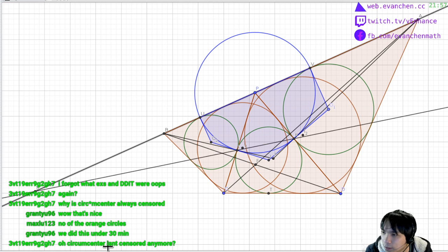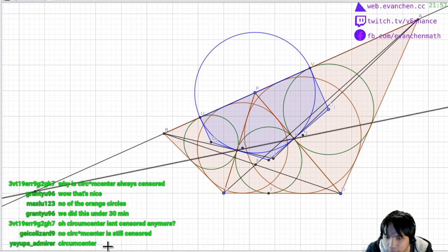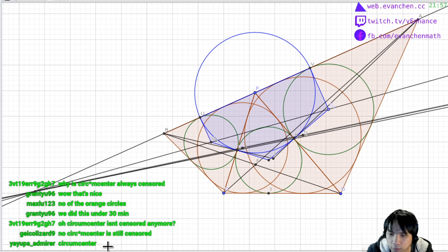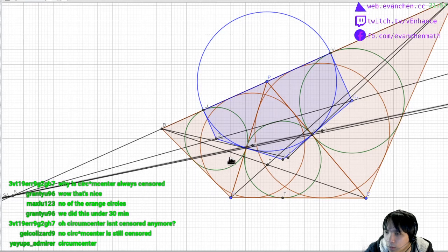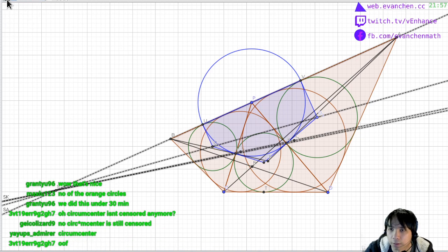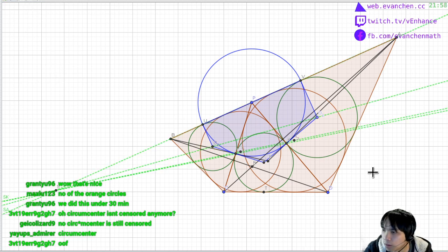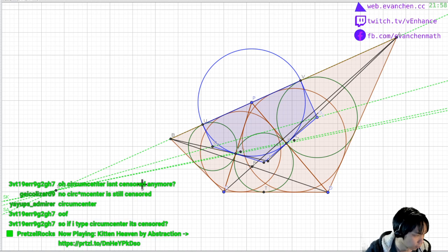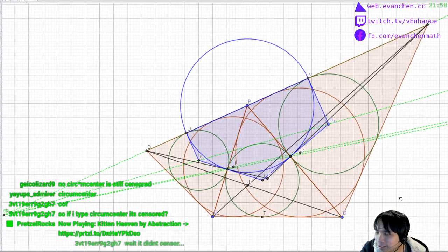So line SK, line SI1, and line SO1. Okay, so these four lines all pass through like a gazillion things. It's showing up fine, I think it's not censored. Okay, what do I do with that? What does that have to do with I?